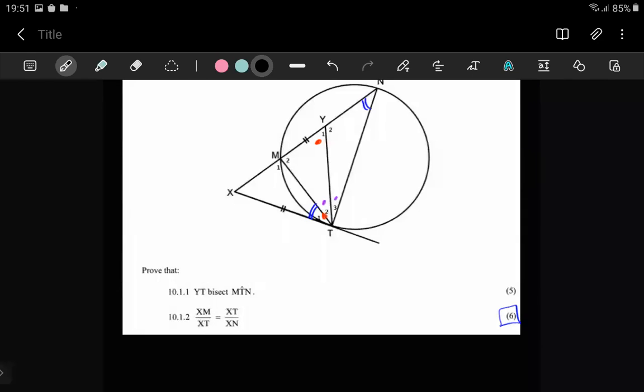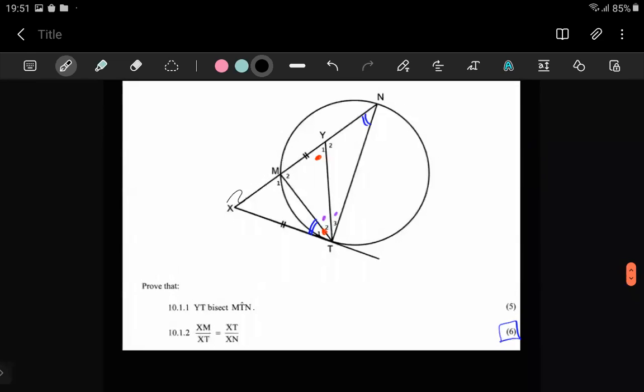So for you to identify which 2 triangles you should prove to be similar before you can end up with this, all you do is make use of the lines that they're giving you. For example, here they're talking about XM. XM is this line over here. And then they're talking about XT. XT is this line over here.